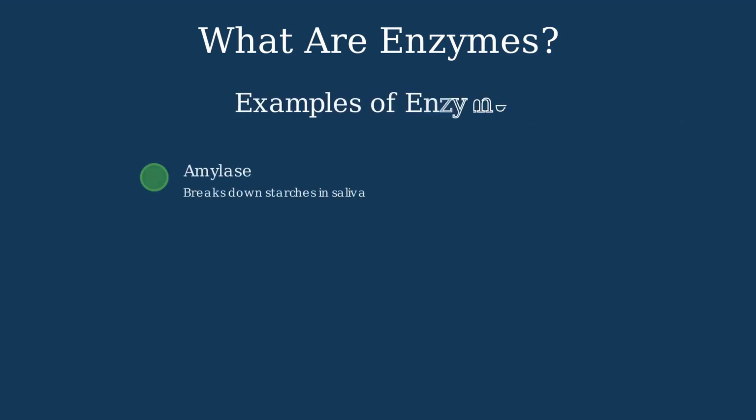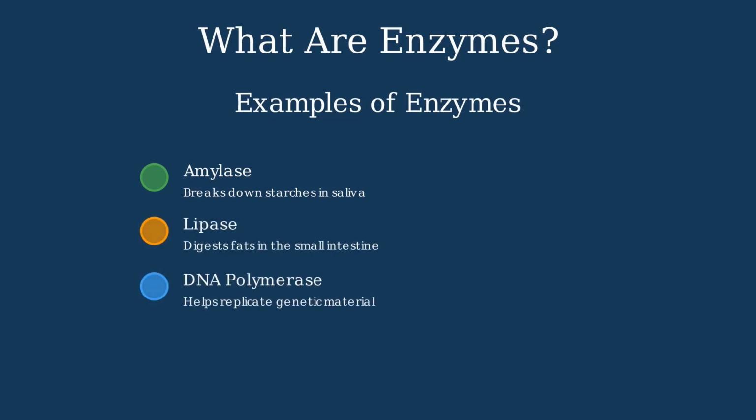Examples of enzymes include amylase in saliva that breaks down starches, lipases that digest fats in the small intestine, and DNA polymerase that helps replicate genetic material during cell division. Now that we understand what enzymes are, let's explore how they actually work.